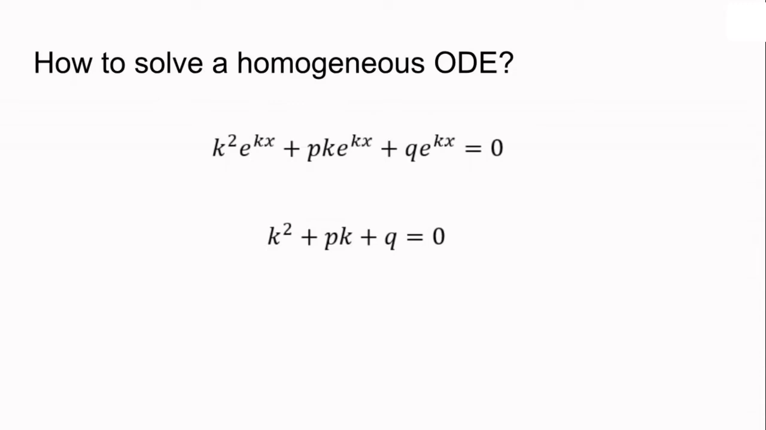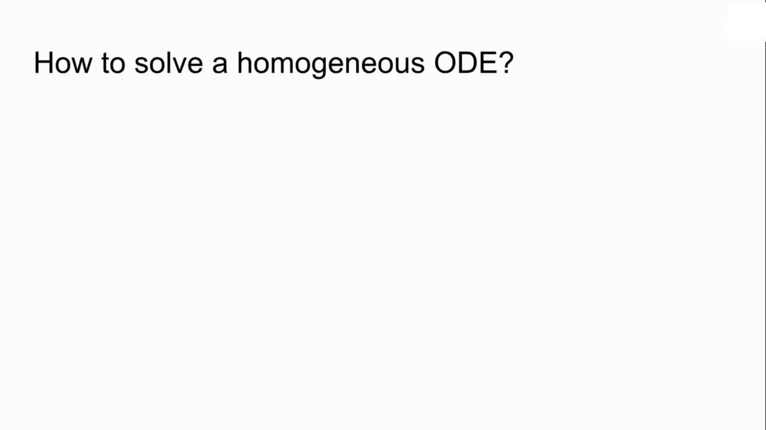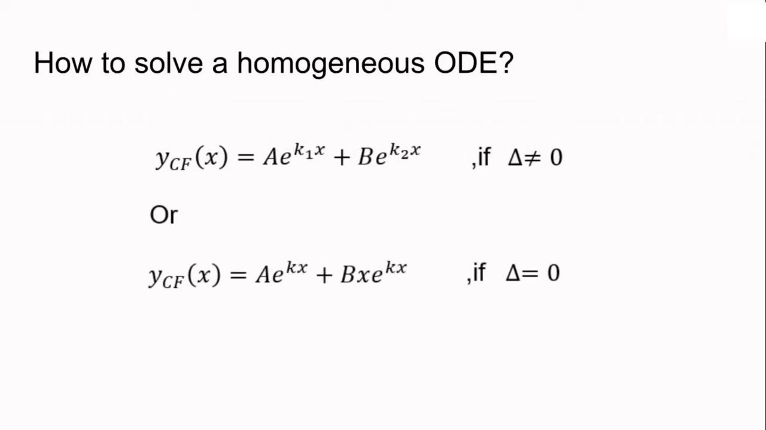Depending on the values of p and q, we need to consider two cases. Firstly, when the determinant is non-zero, we get two solutions, k1 and k2. And the general solution of the original equation is given by the following function. On the other hand, when the determinant is 0, k is equal to minus p over 2, and the general solution of the original equation is the following function.